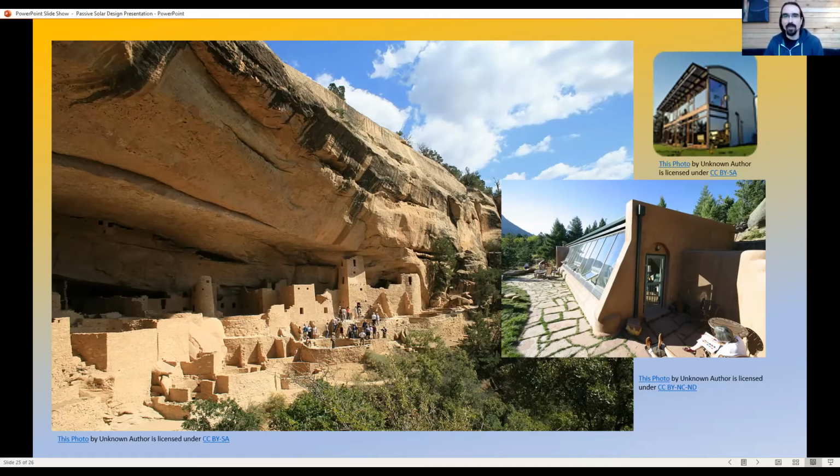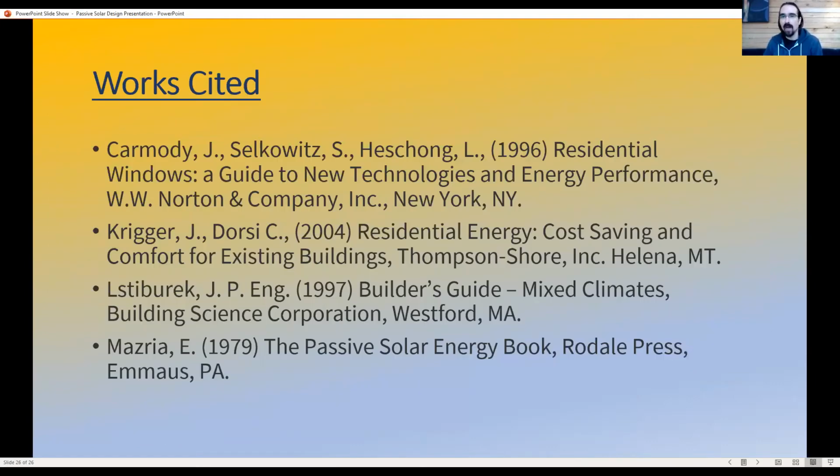That is my conclusion. Here are my references. I highly recommend anybody take a look at especially Krieger and Dorsey's Residential Energy. And as we're going on, I'm sure we'll end up talking about Joe Stiebrick's Builder's Guide for Mixed Climates. But a lot of my material here is from the 1979 Passive Solar Energy book from Ed Masria. And that just shows you how little some of this has changed even in the course of several decades. They're all very simple principles that are still in use today and remain unchanged because of how basically sound and correct they are.